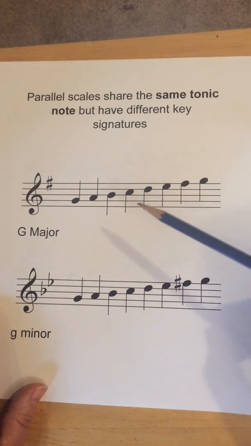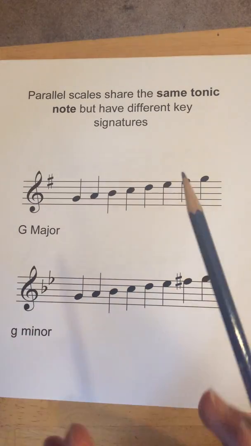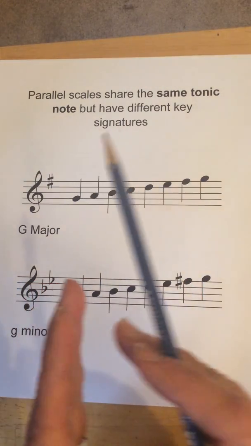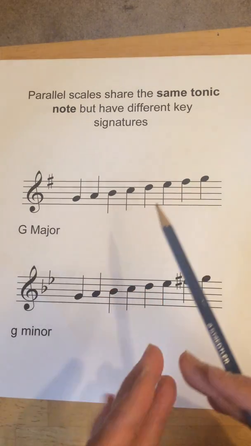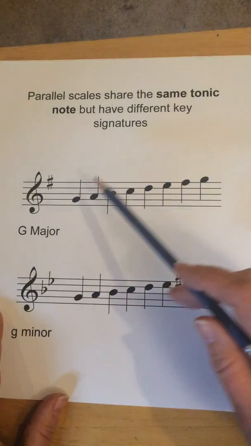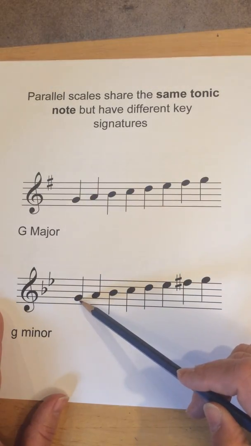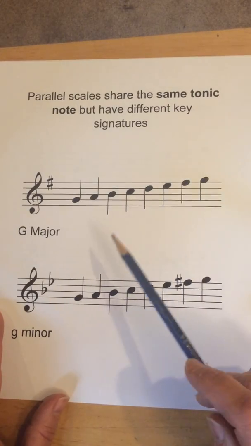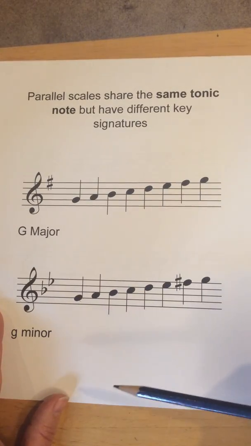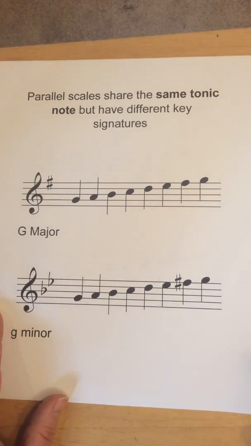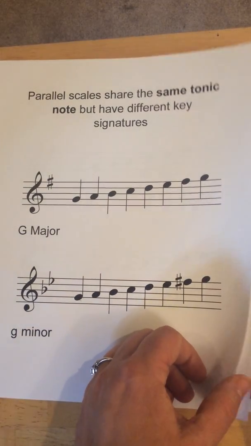Okay, so any parallel scales will have the same tonic note: C major, C minor, B flat major, B flat minor, or even backwards, D minor, D major, if you want to think minor to major. So they share the same tonic note, the first note of the scale, but they have different key signatures. And it has to be the exact same tonic. It can't be F major and F sharp minor, because F and F sharp are different notes. It's exactly the same note. That's a parallel scale, also known as tonic scales.